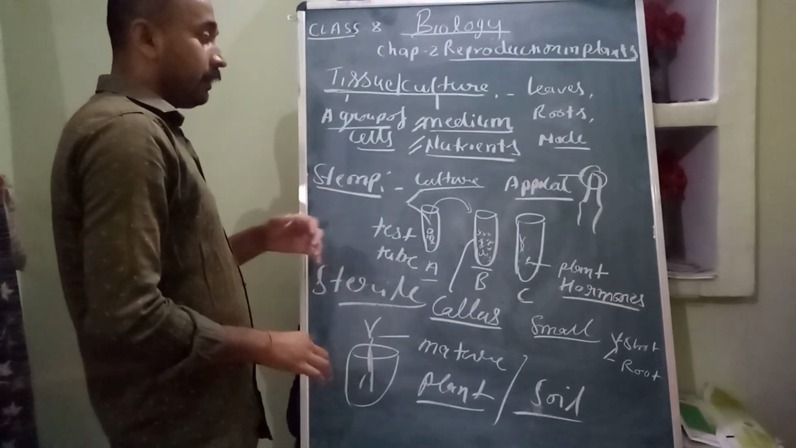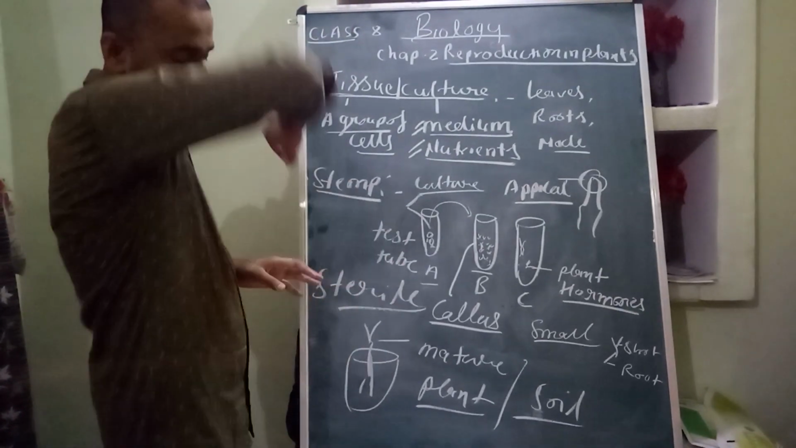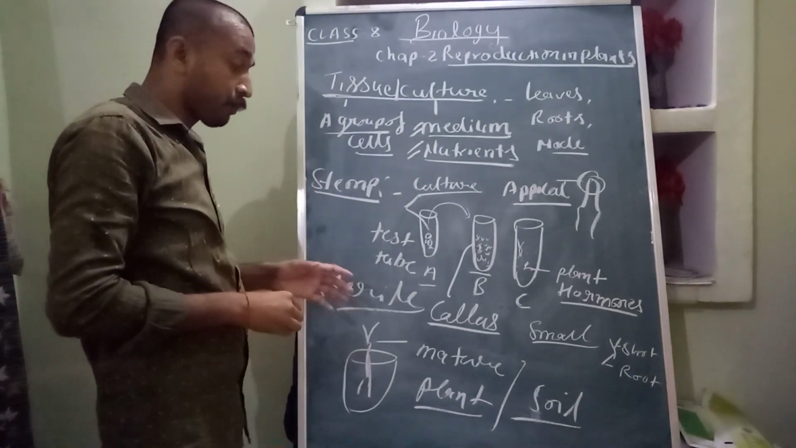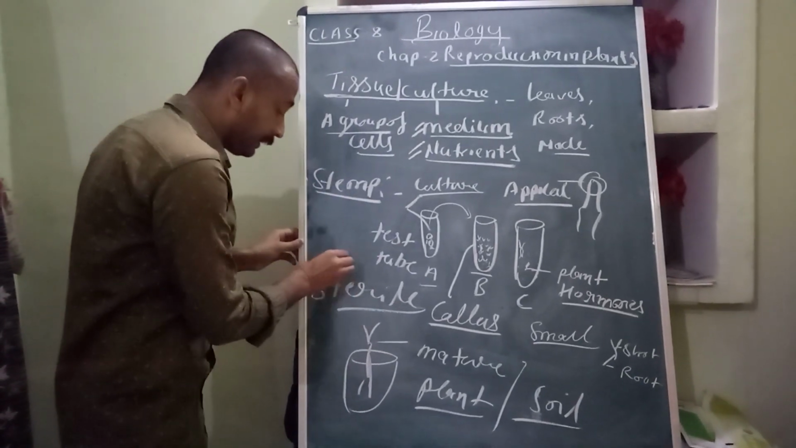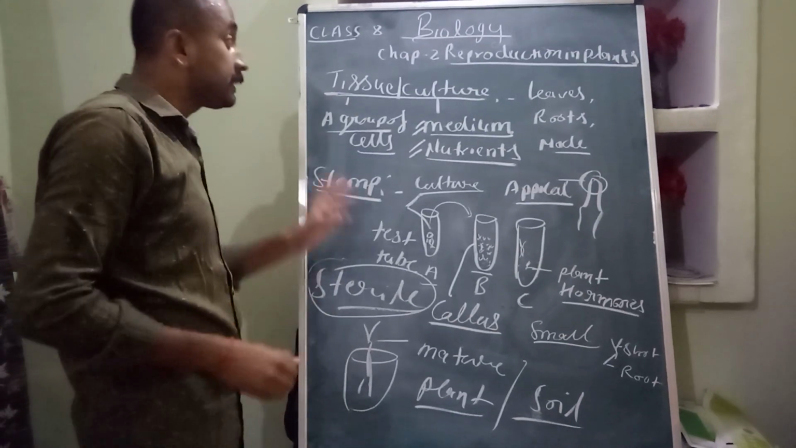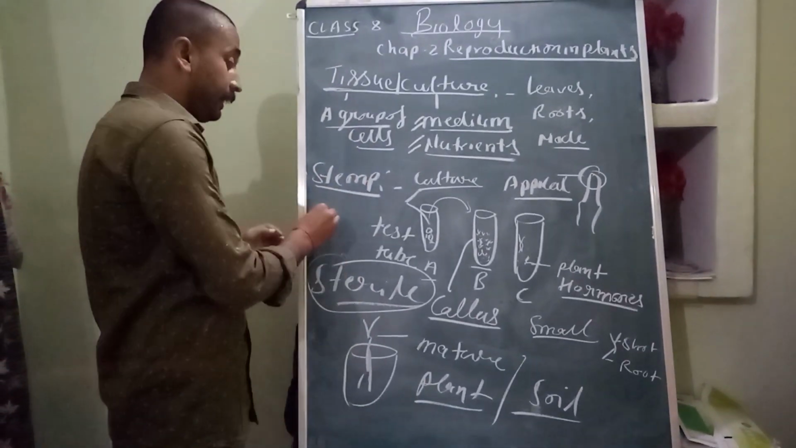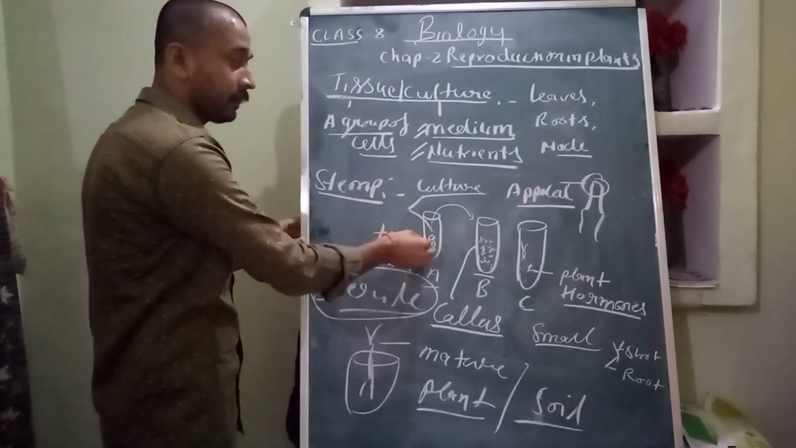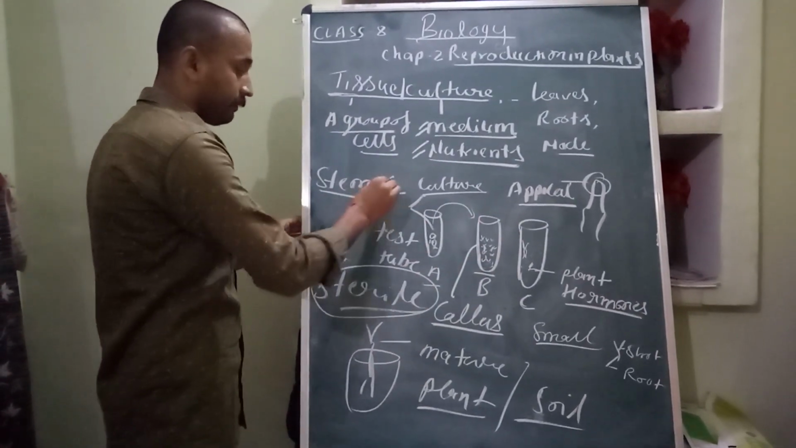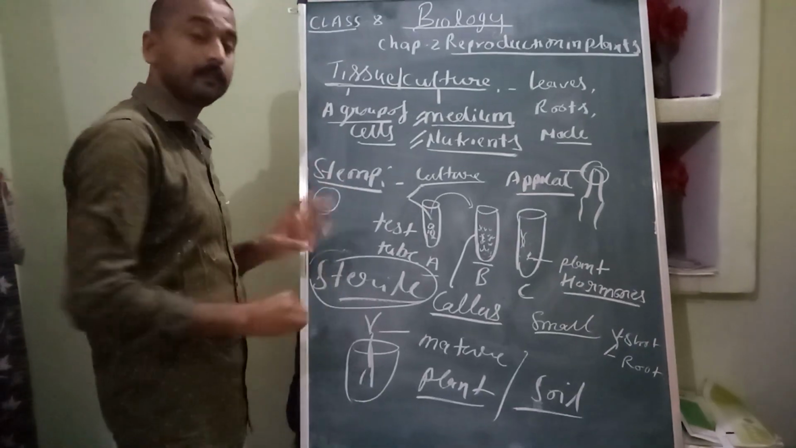Otherwise, the process is not conducted outside in non-sterile conditions. Okay, students, this is the process of tissue culture. Very important, students, and it is completed in 3 steps: first, second, and third step. Okay, students, how many steps? 3. Okay.